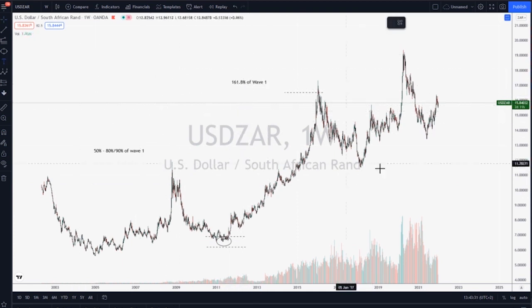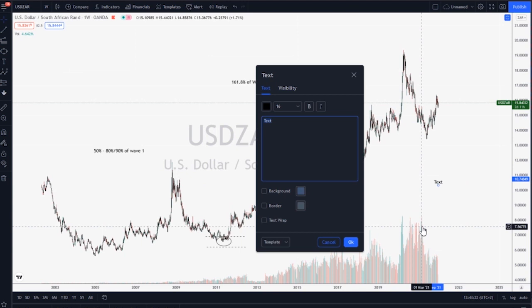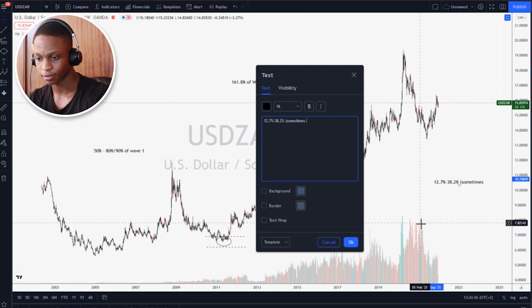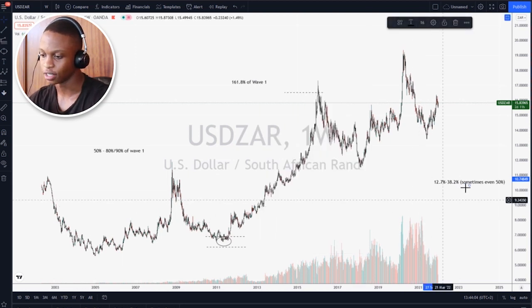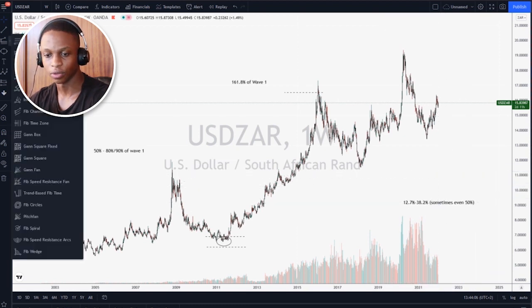Now, wave 4, what is that Fibonacci rule? It says between 12.7% and 38.2%, and sometimes, in rare cases, even 50% of wave 3. Okay, let's see if those parameters are adhered to and followed here.